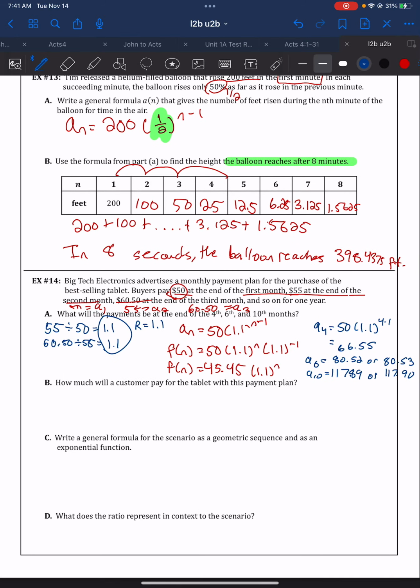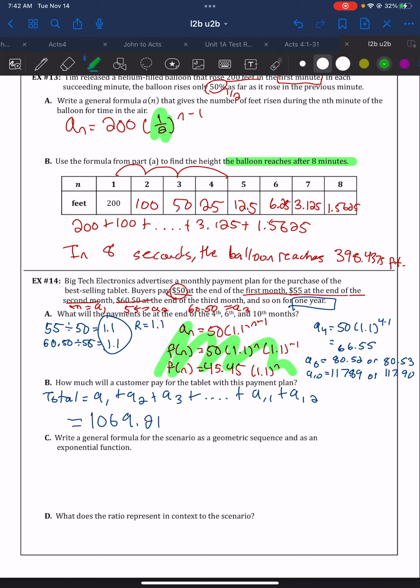Okay. And then how much will the customer pay for the payment plan? Your total is going to be your first month payment, that 50, plus my second month, plus my third month, all the way up to my last month. So months 1 through 12, because it says we do this for 1 year. So I have to find A1 through A12, which I'll let you do on your own, and you'll get that your total is 1069.21. And then for part C, we already have this written all right here.